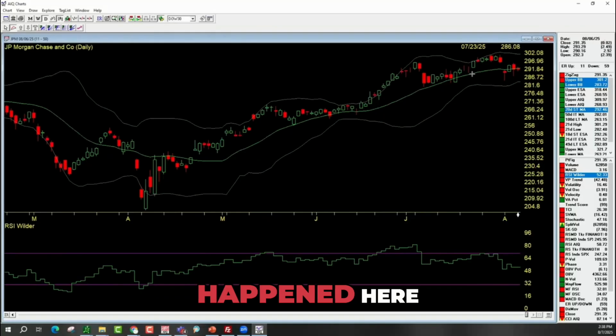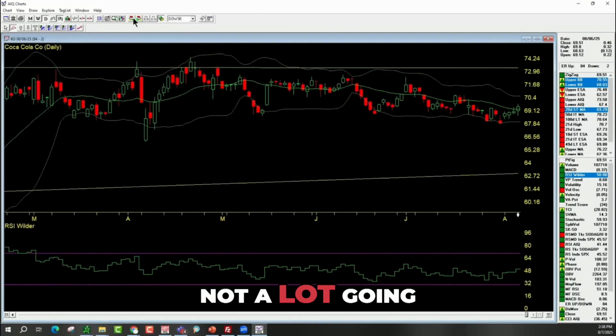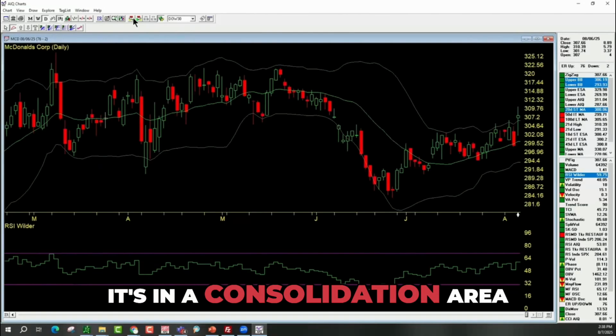A bit of a squeeze happened here, not a major looking one, but prices did move up modestly. Coca-Cola, not a lot going on there either. It's in a consolidation area.